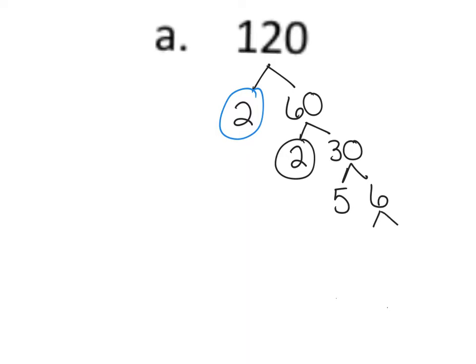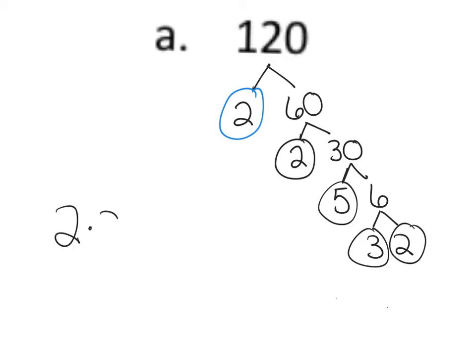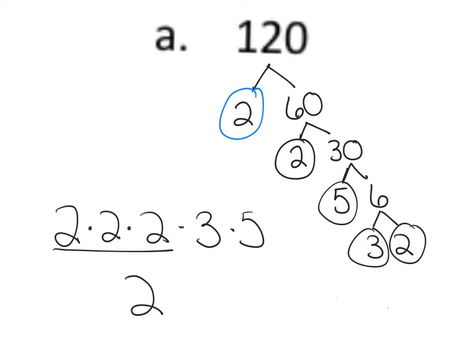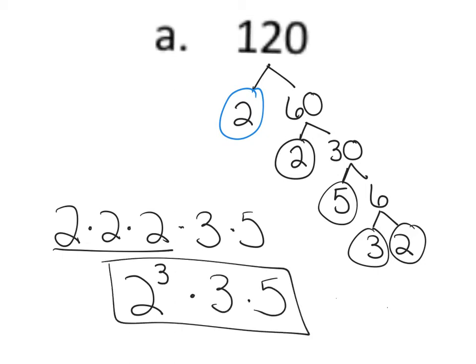And then 5 was actually prime, so we do need to circle it. And then 6 breaks down to 3 and 2. Okay, those are all prime numbers, so you have 2 times 2 times 2 times 3 times 5. But we are supposed to use exponents if necessary, and since I have repeated multiplication, that means it's an exponent, 2 to the third power times 3 times 5. And that would be the answer for this problem.